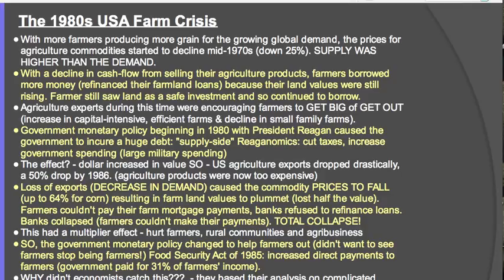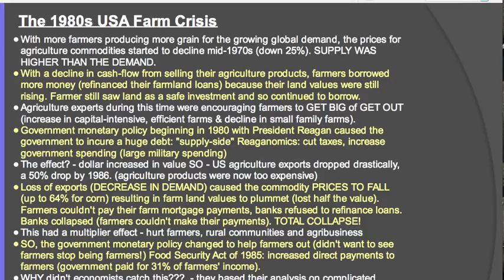When the value of the dollar was too high, exports dropped because people in other countries couldn't purchase these products, since they became too expensive. So there was a loss of exports because of this decrease in demand, but people were continuing to grow a lot of products. Prices fell. They plummeted, a 64% drop in price in just corn.